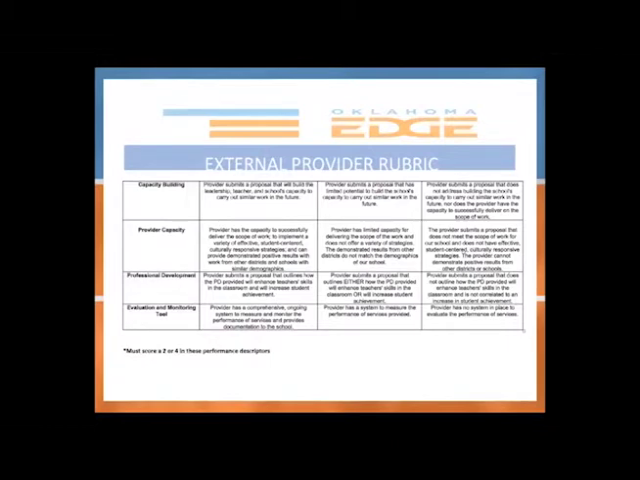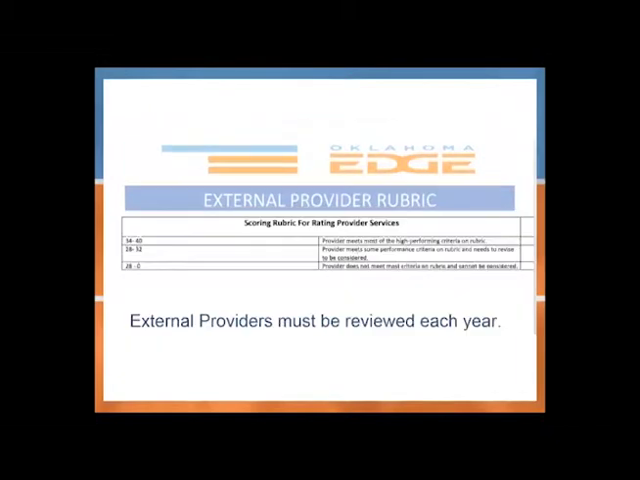Again, this rubric gives you 10 different characteristics to look at, and we focused a lot on evidence-based today. You really do need to review your external providers each year to see if they have met what they've promised you they will do, and to also look at, is this working for us? And so hopefully this rubric is something that you can use year to year.